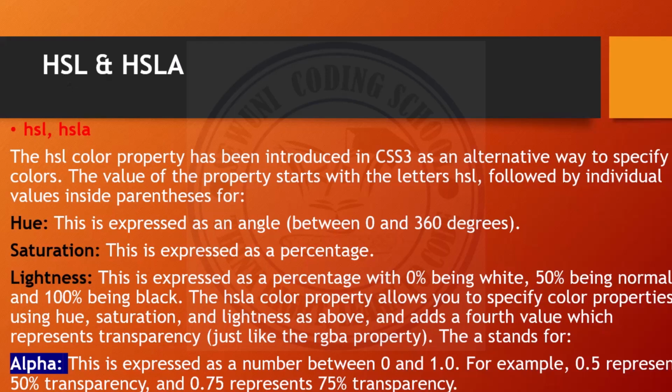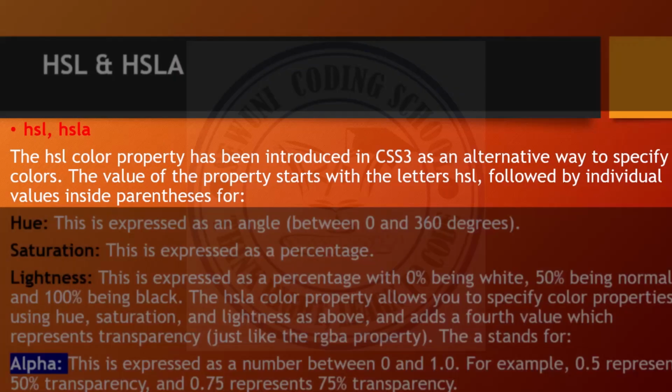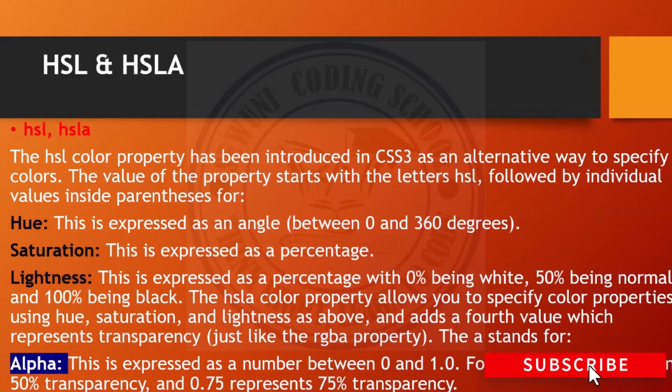Okay. The HSL color property has also been introduced in CSS3 as an alternative way to specify colors, instead of using RGBA or RGB or the hex code or the color name. The value of this property starts with the letters HSL followed by individual values inside parentheses, which is inside brackets.